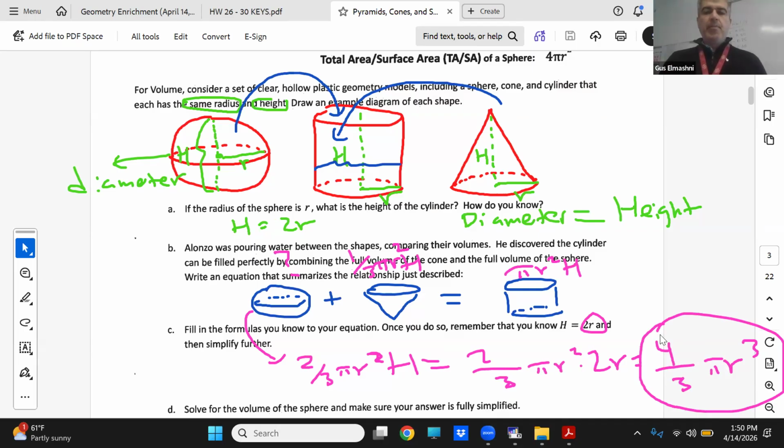But if you were to try to understand where it comes from, you take a sphere, take a cone, fill it up, pour it into the cylinder, and it fills up perfectly. So naturally, the sphere has to be 2/3 pi r squared h. And because h is 2r, if you set it up this way, this is the only way it's going to work. It's set up this way for the sphere and the cone to fill up the cylinder. Then substitute 2r for h, and you should get it.